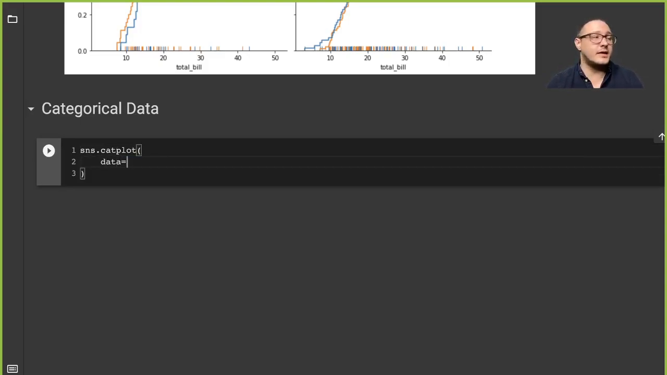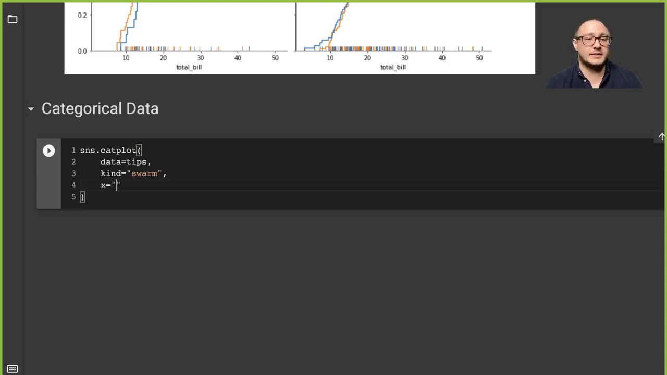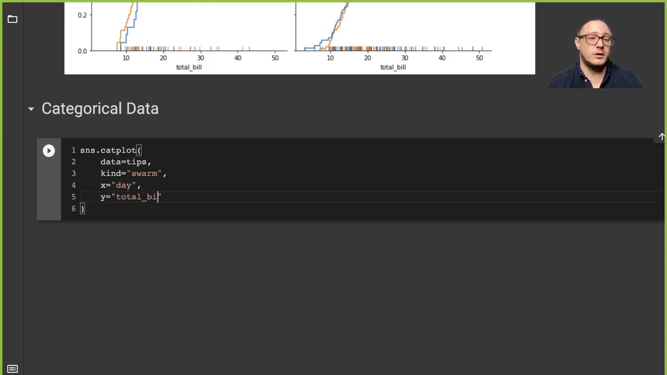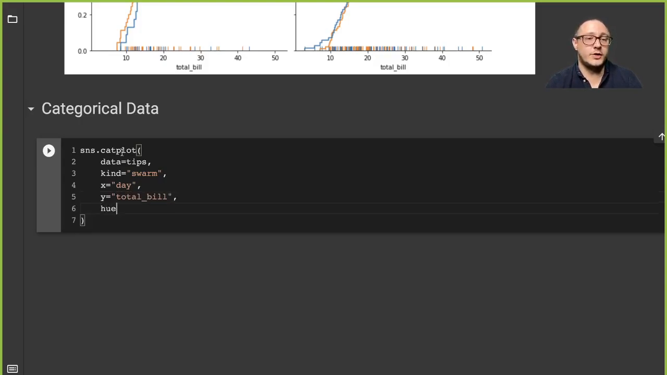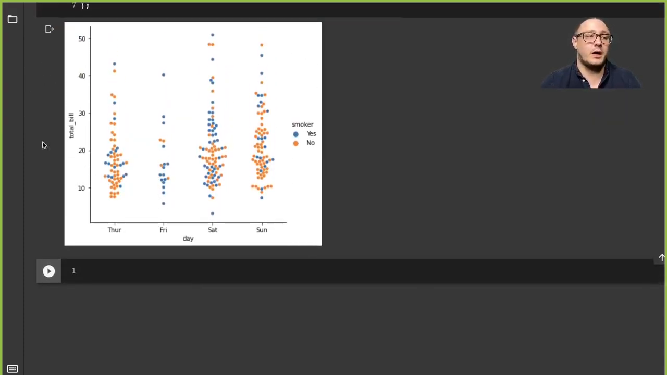So data here, again, I'm going to use the tips data. Kind is swarm. X, we want our day of the week. Y, we want total bill. Hue, here we want smoker. And we run this, we get this beautiful plot here, okay?